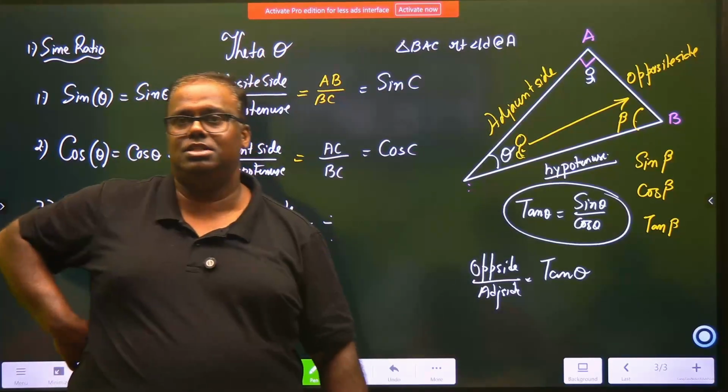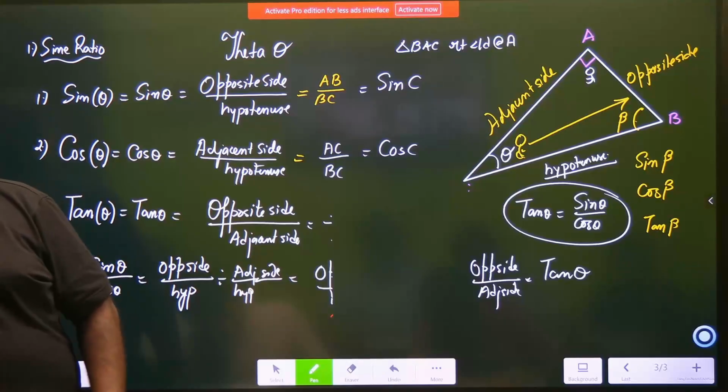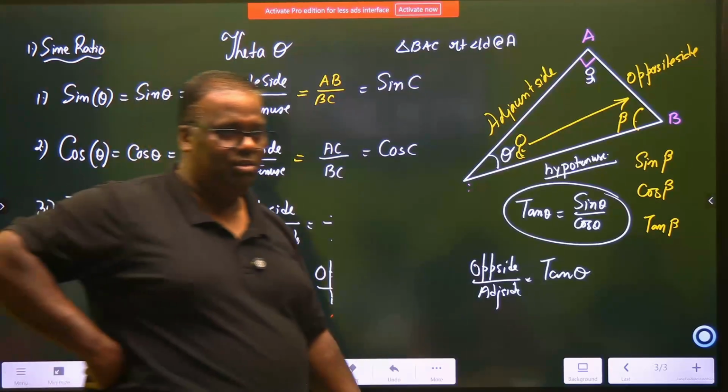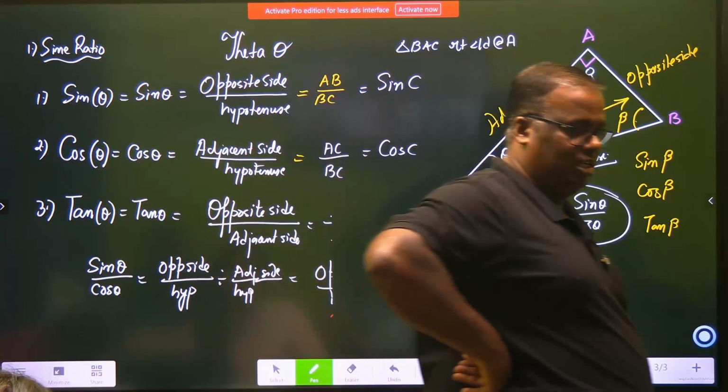Beta's opposite is the opposite. And the one who is left alone shall be the adjacent.